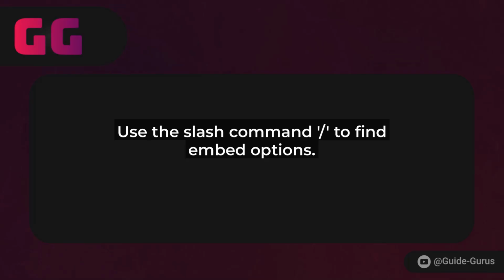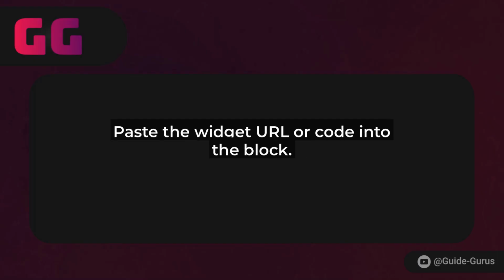To customize it, click on the widget block and look for settings icons. You can adjust size, position, or even refresh data. For example, if it's a calendar widget, you might link it to your Google Calendar for real-time updates.